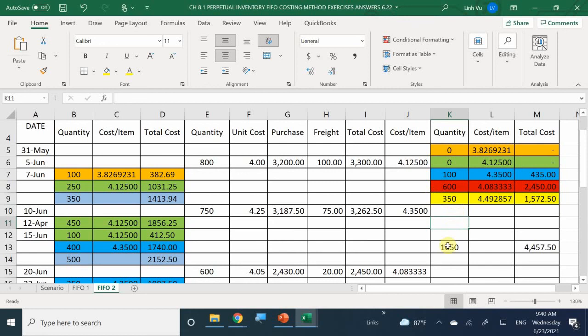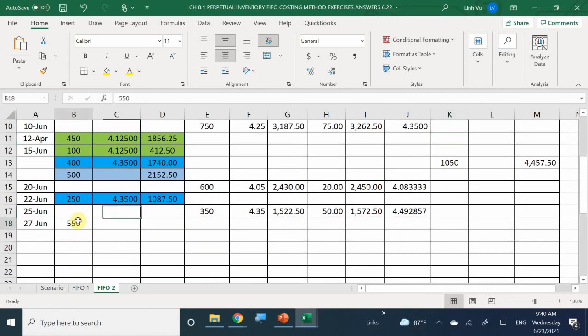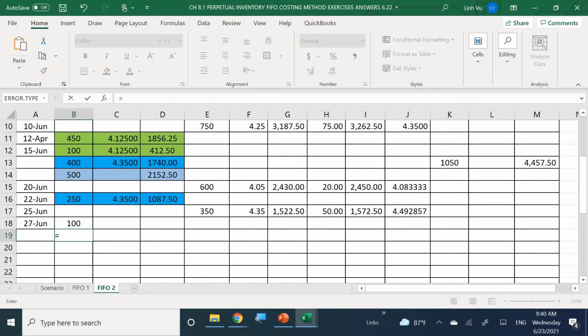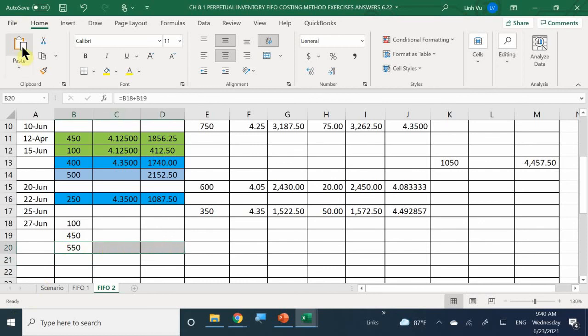So in this case, which batch do I need to take out from first? Your blue batch. Your blue batch, all right? And that's 100 units. Our goal is to reach 550, right? So therefore, how much do I need to take out from my second batch? 450. 450. All right, to bring a total of 550.